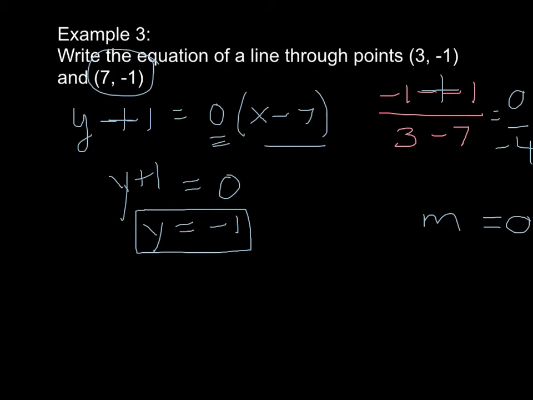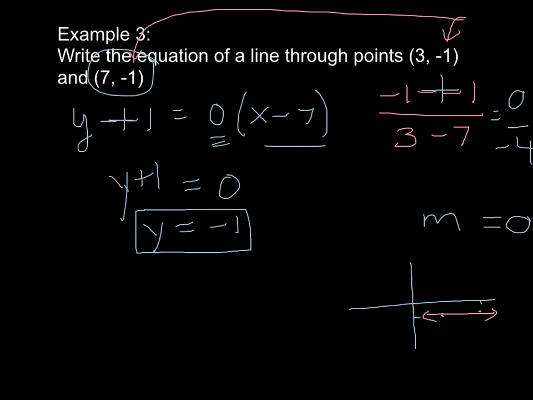Now, you might wonder why this one behaved that way. The point 7, negative 1, is right about here. Over 7, down negative 1. And then the point 3, negative 1 would be right about here. Do you see that these 2 points have the same height? And that's what makes that line horizontal. When 2 points share the same y-coordinate, then they both have the same height, and it makes the line be horizontal.